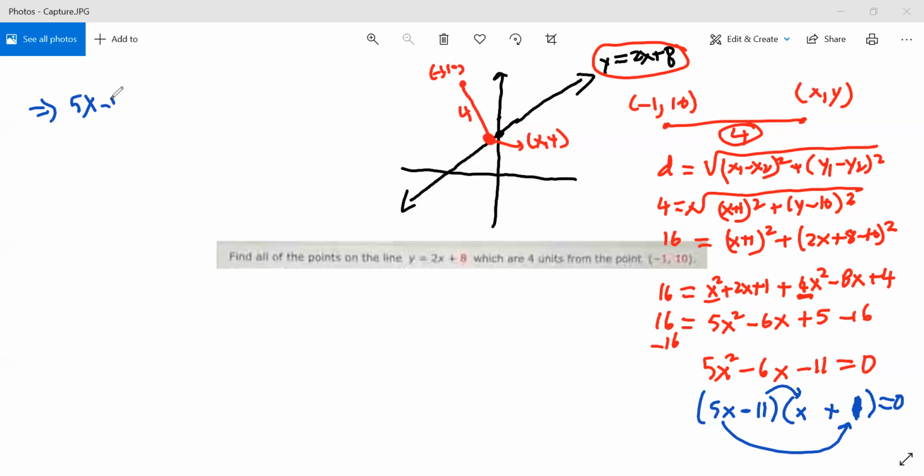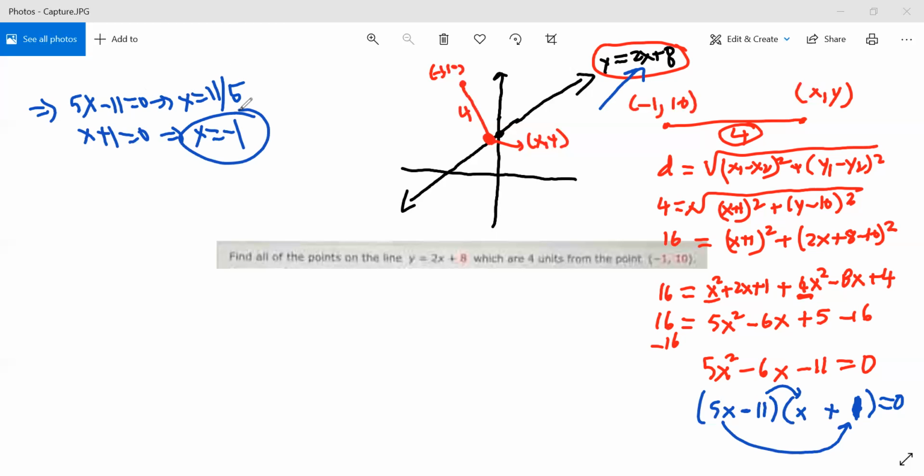So 5x minus 11 equals 0, so x equals 11 over 5. And then x + 1 equals 0, which gives me x = -1. I found the x component of the points, right? I'm going to have 2 points and I have the x components. To find the y component, just plug it into this equation and then you have it.